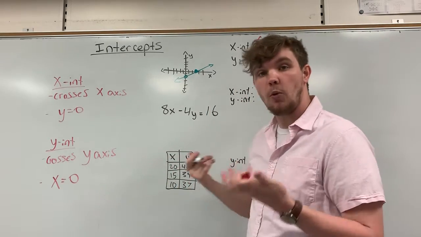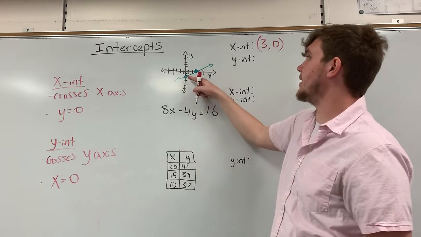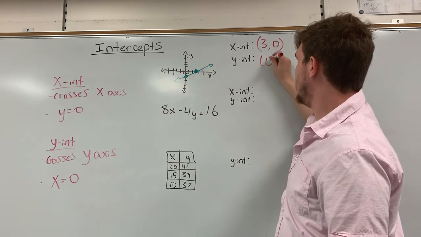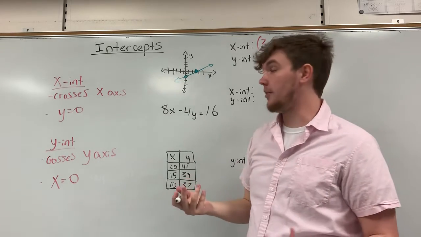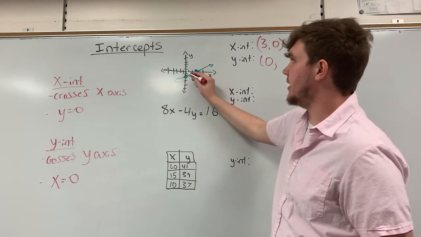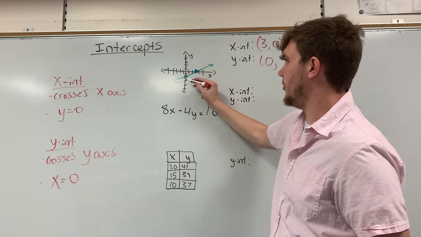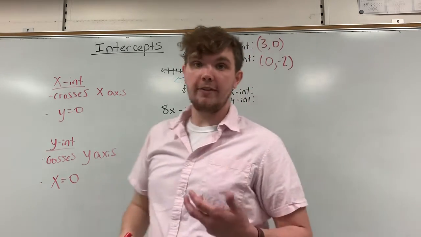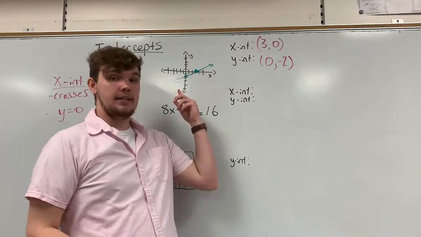Okay, and then to find my y-intercept, that's this guy right here. So it looks like that is at, it's definitely at 0 because the x is always going to be 0. And then the y value is at -1, -2. -2. Okay, so now we have found both of our intercepts for this top graph here.